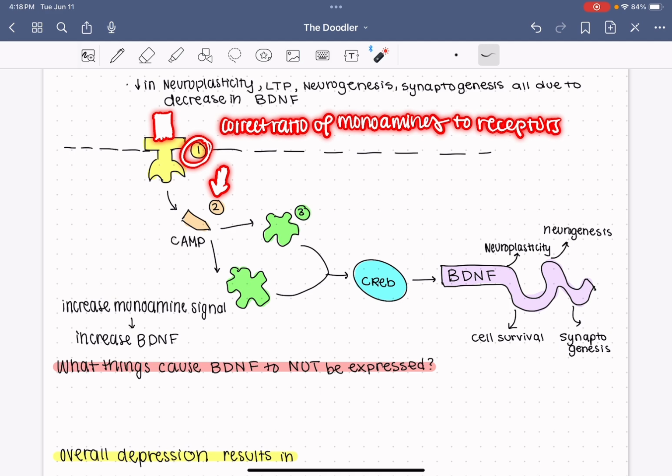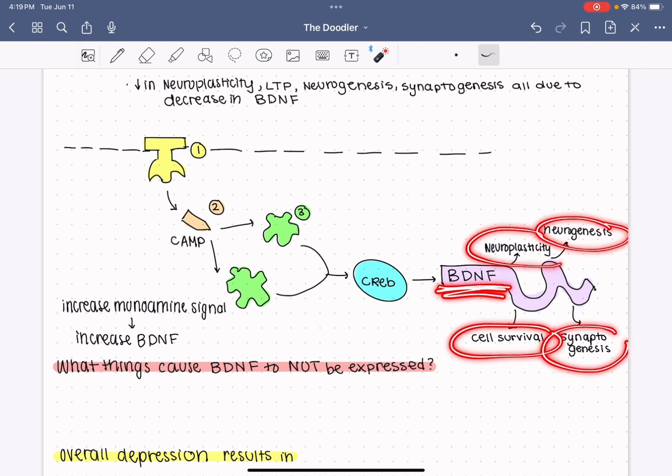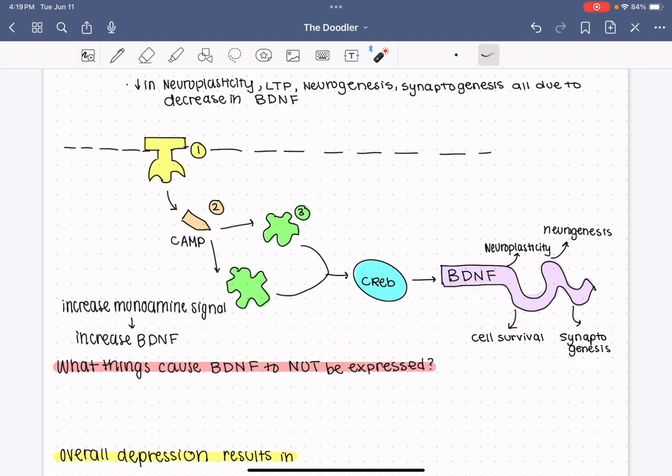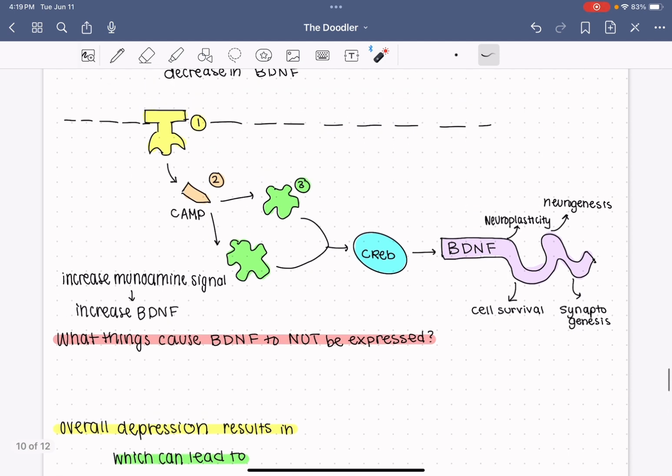So you'd get activation of step 1 and then 2, cyclic AMP, and then 3, this one, and then you get cyclic AMP response element binding protein, and then that would activate BDNF, which will lead to cell survival, synaptogenesis, neurogenesis, and neuroplasticity. So that is why having an imbalanced level of monoamines, or the receptor to monoamine levels, could cause the symptoms of depression. And this part right here takes a lot longer than just 20 minutes.